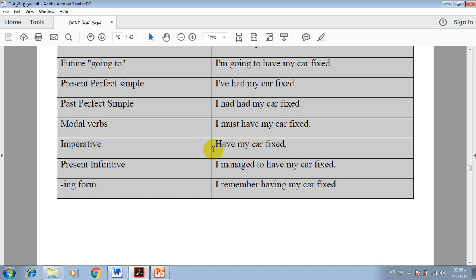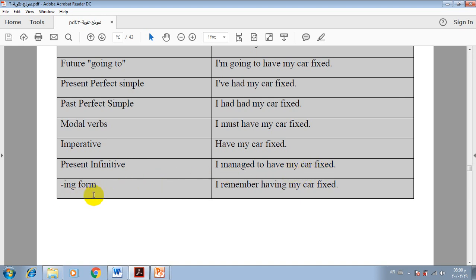And the imperative, like this: have my car fixed. The main sentence for this is fix my car please. So I use the infinitive form of have plus object plus past participle. And the present infinitive, like the words followed by to plus infinitive, like manage to plus infinitive. So I say the sentence like this: I managed to have my car fixed.